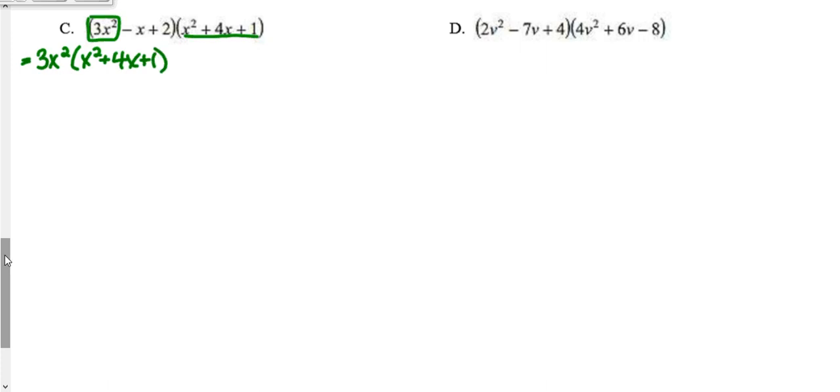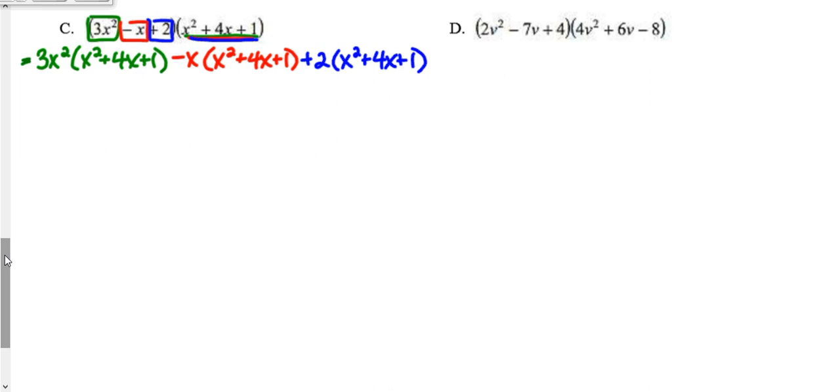And then I'm going to do the negative x, so minus x times everything here, so x squared plus 4x plus 1. And then the 2 times everything here. And now I'm going to go through and actually do that. It's a triple distribution this time.